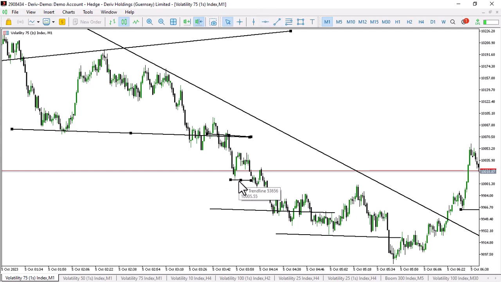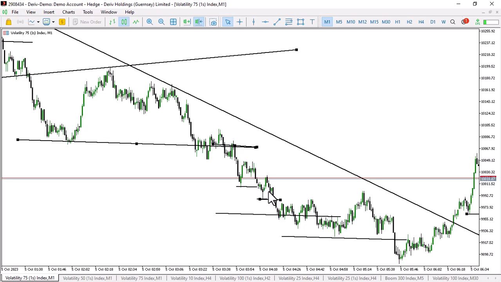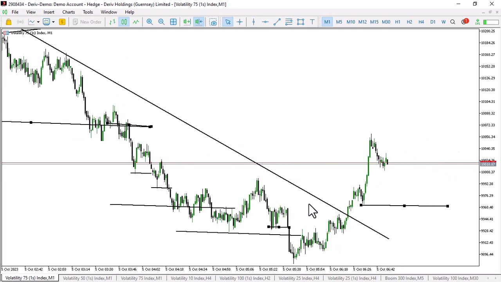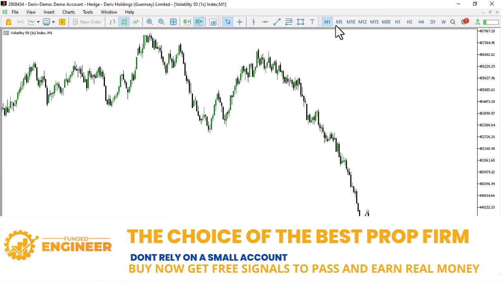You have a break of structure again, and you have a retest of this particular order block, break of structure again, and retest of that particular order block, as you go, as you go. You are just going with price, and you are just looking for what? For opportunities to trade.